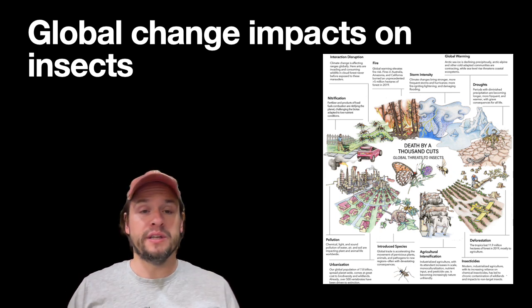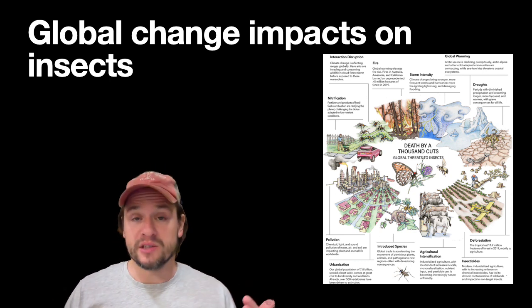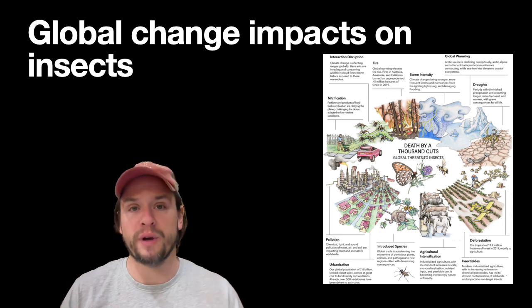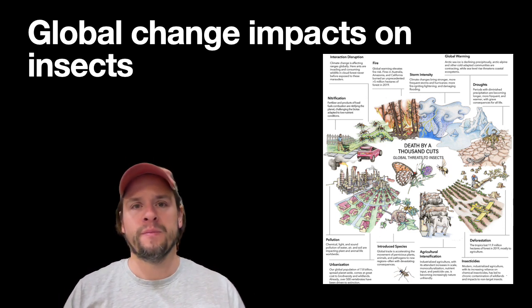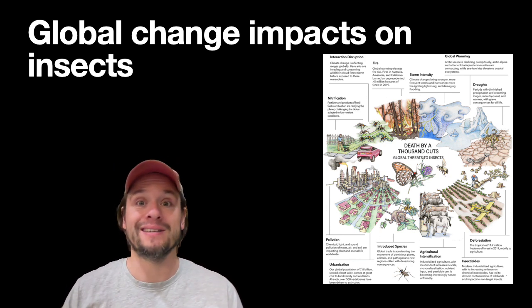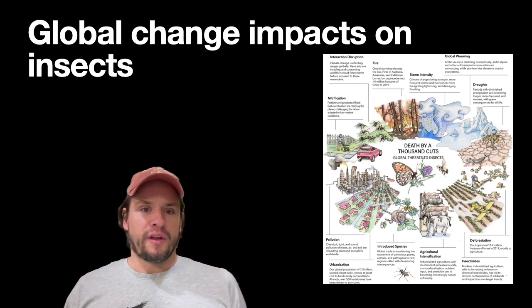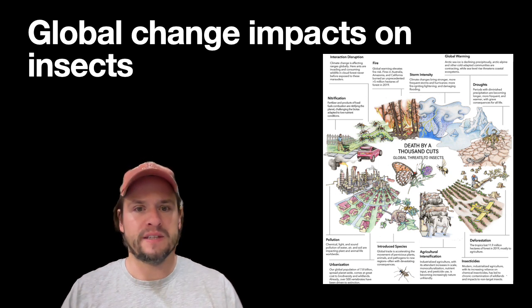So what we're going to do is first go through some of the most important, by no means exhaustive, but covering many of the most important aspects of environmental change, and then walk through the many responses that insects might have to those stressors. So first, starting to think about global environmental change and what it means for insects.